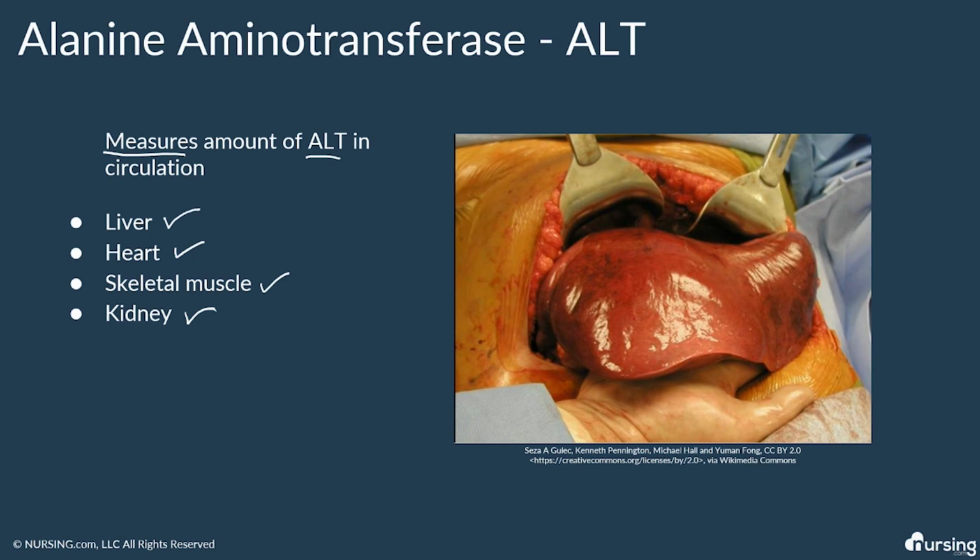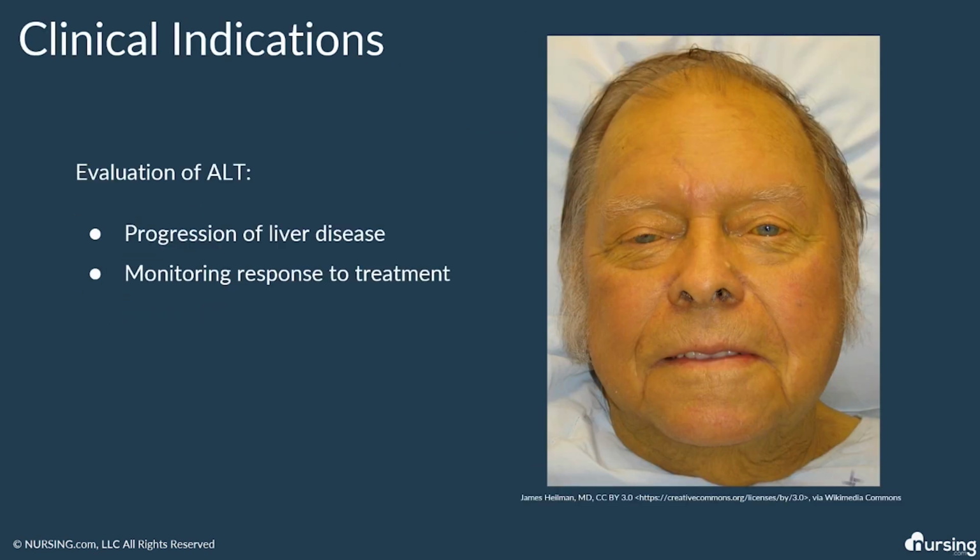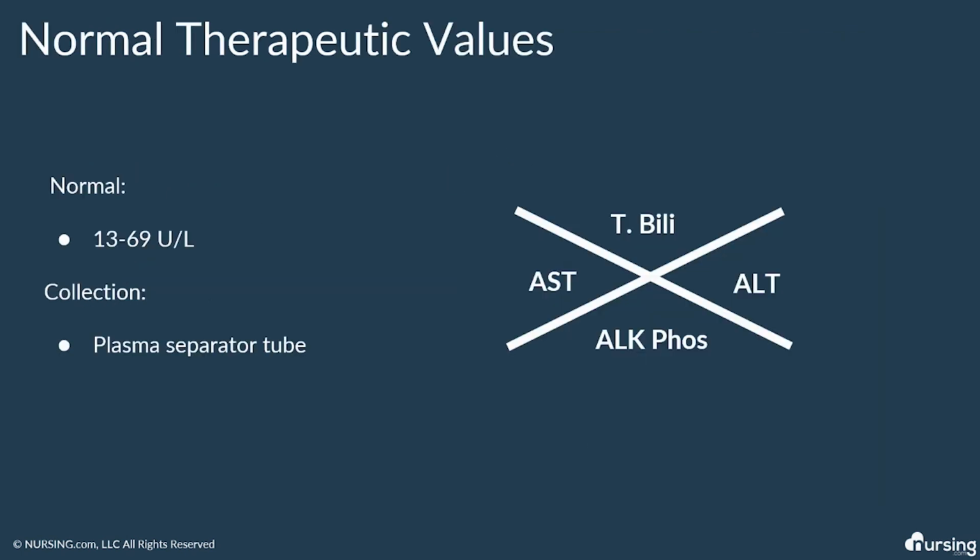So if the normal value is increased, how do you think a patient would present upon assessment? Are you thinking jaundice? You're right. Yes, a patient with poor liver function will appear with jaundice. That's one of our signs and symptoms. Now, the reason we use ALT is to monitor the progression of liver disease as well as monitoring response to treatment. The normal value is between 13 and 69 units per liter.